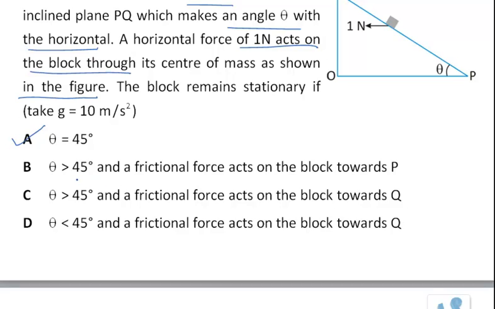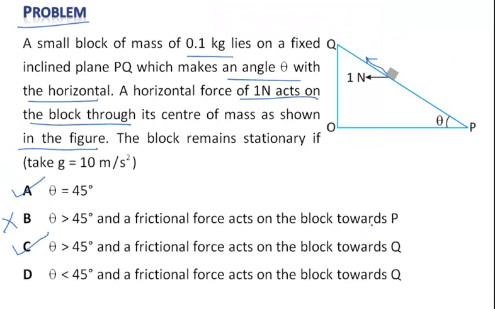If theta is more than 45 degree and a frictional force acts on the block towards P, no. If the angle is more than 45 degree, then the frictional force is acting upwards. So this is incorrect. If theta is more than 45 degree, then a frictional force acts on the block towards Q. This is correct. And if theta is less than 45 degree and a frictional force acts on the block towards Q, okay, if the angle is less than 45 degree, that means the frictional force has to act towards P. It has to act downwards. So this is incorrect. So correct options are A and C.